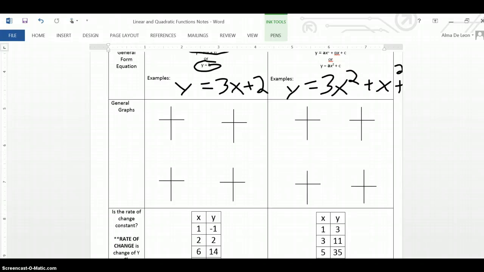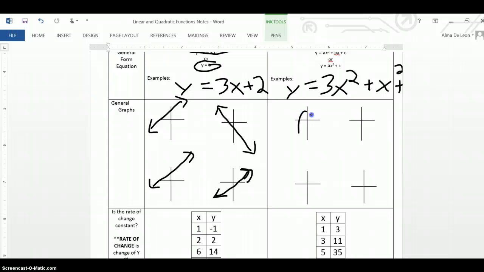Some general graphs: anytime you're looking at a linear function, you're looking at something with a line. It does not necessarily have to go through the origin. And it may be going up, it may be going down. Anytime you're looking at a quadratic function, you're looking at something in the shape of a u. It may go up, it may go down, it may be on the side.